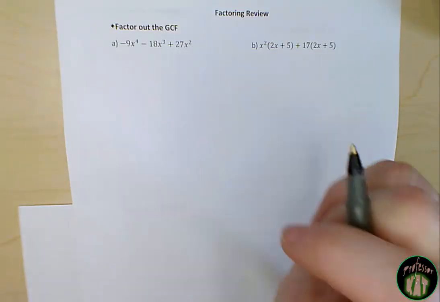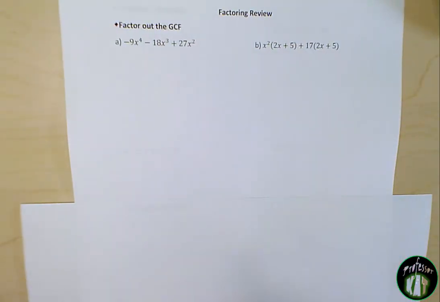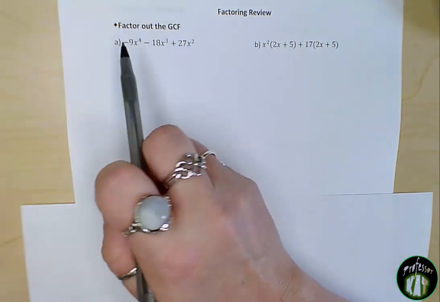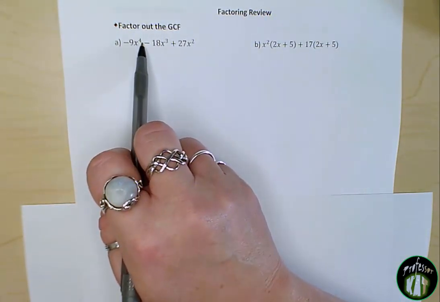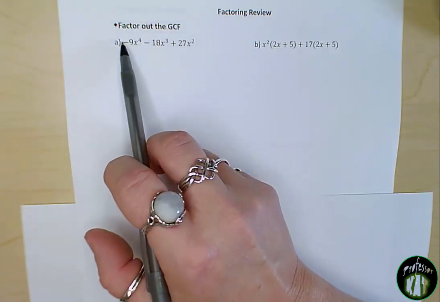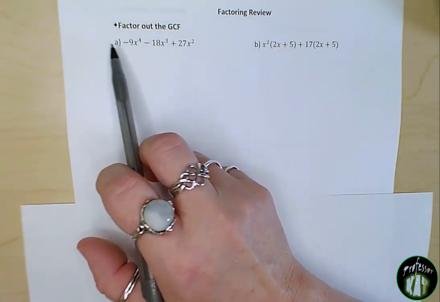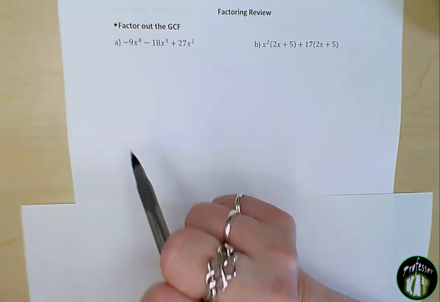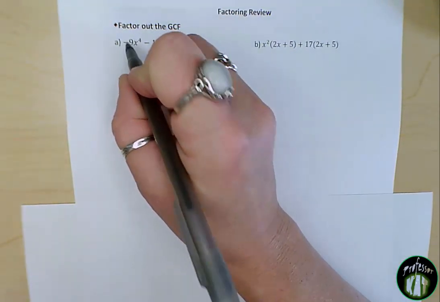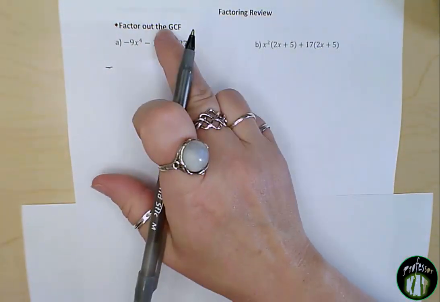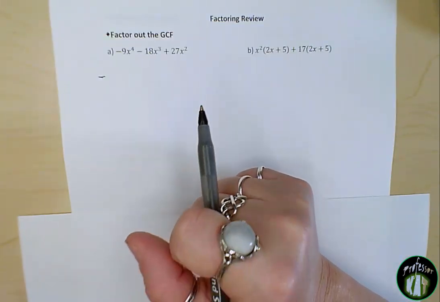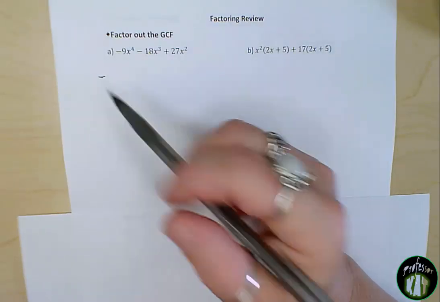So when we are looking for a greatest common factor, there are some things we want to pay attention to. First off, if our leading term, the term with the highest exponent, is negative, you don't want a negative out here in front as your leading coefficient. So if that first term is negative, you definitely want that negative to be factored out as part of your GCF. So we are going to pull that negative out.